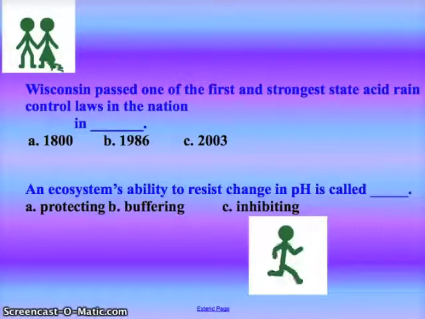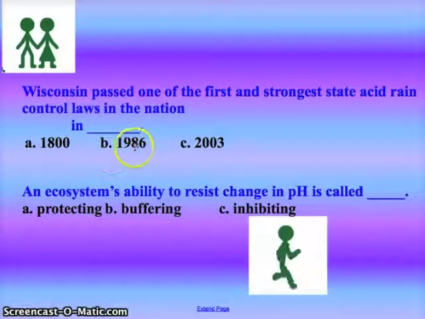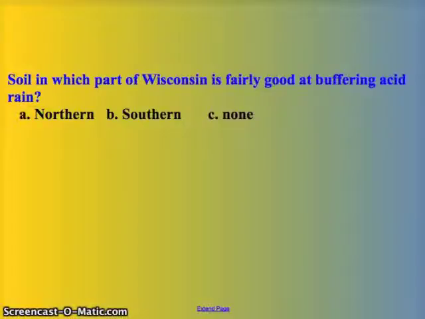Wisconsin passed one of the first and strongest state acid rain control laws in the nation. In what year? Was it 86? Was it 1800? Or was it 2003? Well, this is one of those where you just take a look at it and see what makes sense. It would be 1986. And an ecosystem's ability to resist change in pH is called buffering. Excellent if you got that correct.